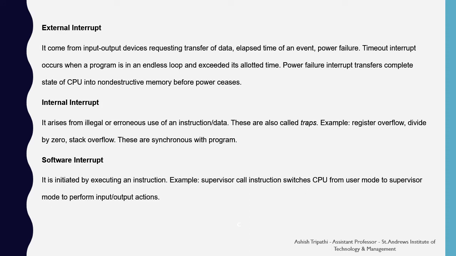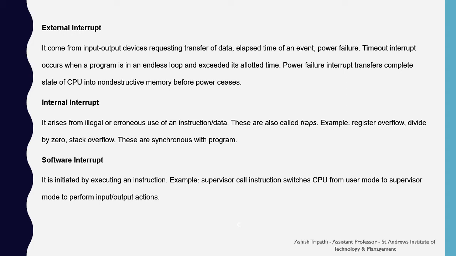External interrupt. It comes from input-output device requesting transfer of data, elapsed time of an event, power failure, timeout interrupt, etc. It occurs when a program is in an endless loop and exceeded its allotment time. Power failure interrupt transfer complete state of CPU into non-destructive memory before power ceases.